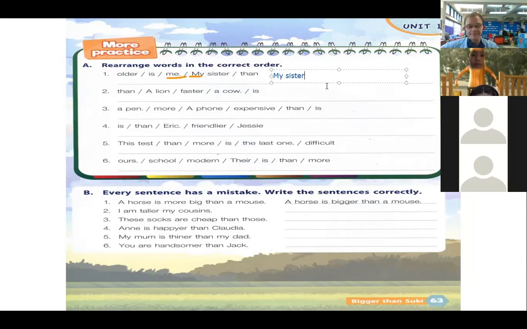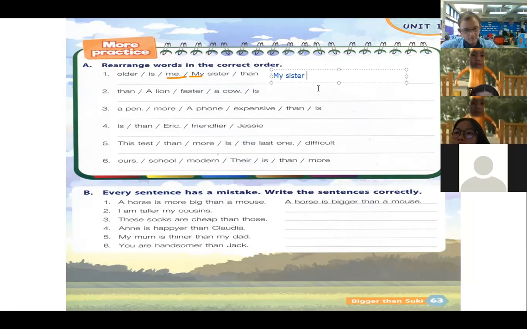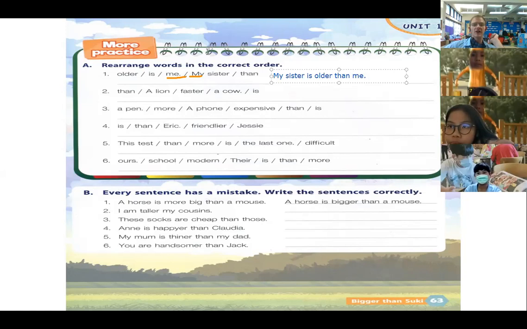My sister. What's the next word? Is. Yes. Older than me. Excellent. And a punctuation mark at the end. My sister is older than me. Excellent. Look at the next one.